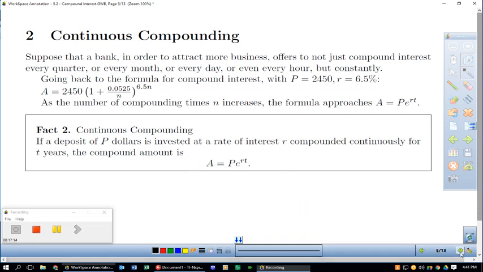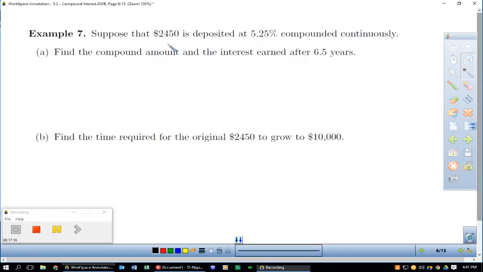All right, so suppose that $2,450 is deposited at 5.25% compounding continuously. Find the compound amount and the interest after 6.5 years. All right, so we are going to take our equation, A equals P times e to the rt. Those are in the exponent. So we want to know A. So A equals P, which is 2450. I should have underlined that actually.